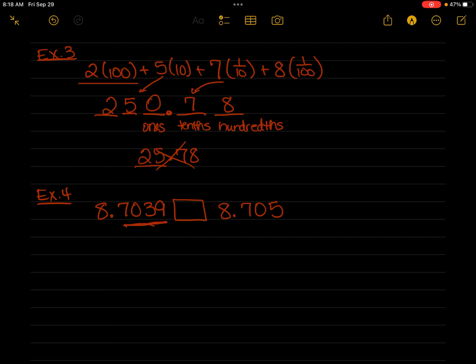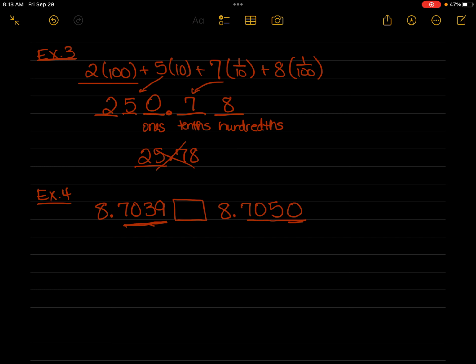So here I have 4. So this is a little bit different than when you compare whole numbers because you do not want to make them have the same numbers. But after the decimal points, you do. So I have 4 on the left-hand side, so I need to add one more number here. And I'm going to add a 0 because that does not change the value of the number. So now on the left-hand side, I have 8 and 7,039 10,000ths. And then on the right, I have 8 and 7,050 10,000ths.